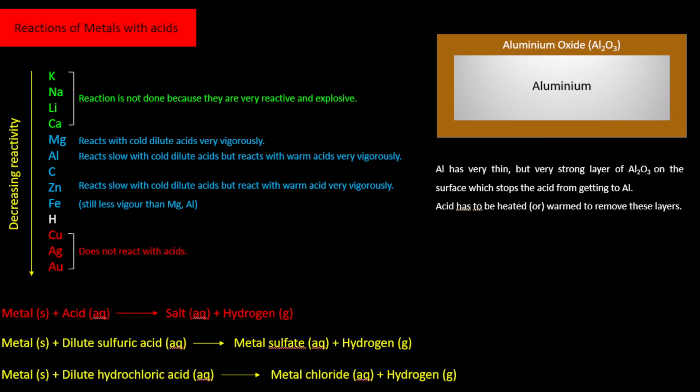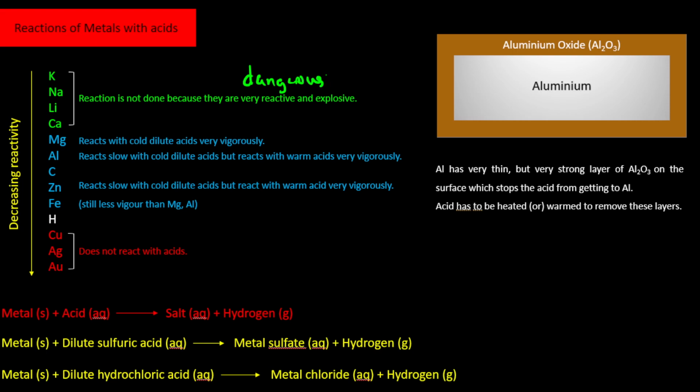Now let's take a look at reaction of metals with acids. Okay, so for potassium to calcium, since they are very highly reactive, the reaction is actually not done because they are very reactive, they're explosive, and you can also say that they are very dangerous as well.